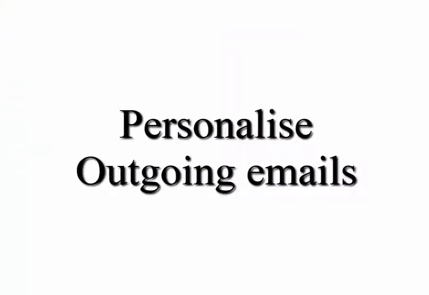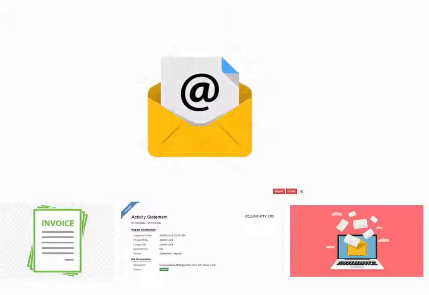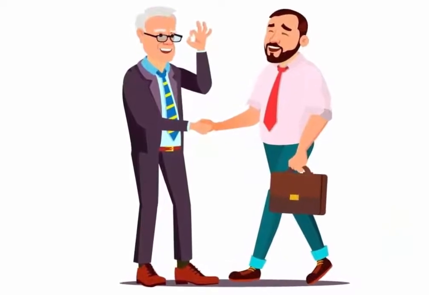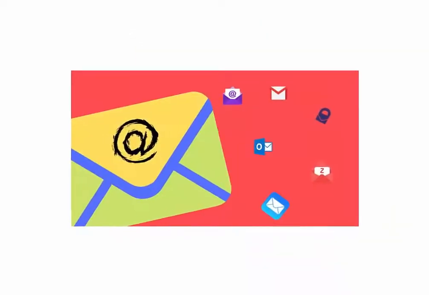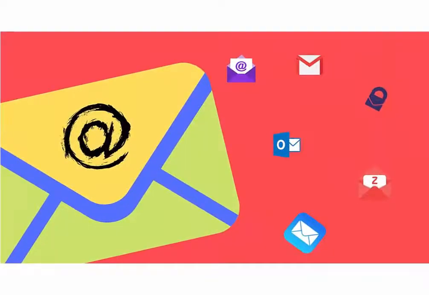Personalize outgoing emails. Customize outgoing emails with your own email to send invoices, lodgement receipts, and other marketing or authority emails directly from GovReports using your own email, including emails sent out for digital signature. Your clients will feel safer with emails coming from your usual email address. And depending on the user's email service provider, the setup process can be different.